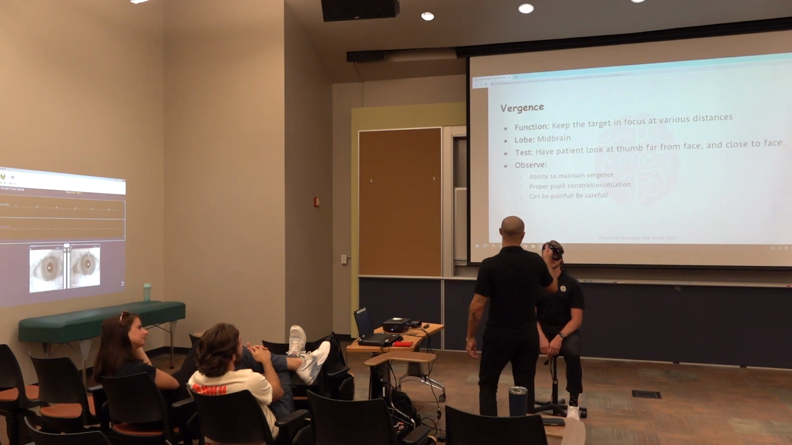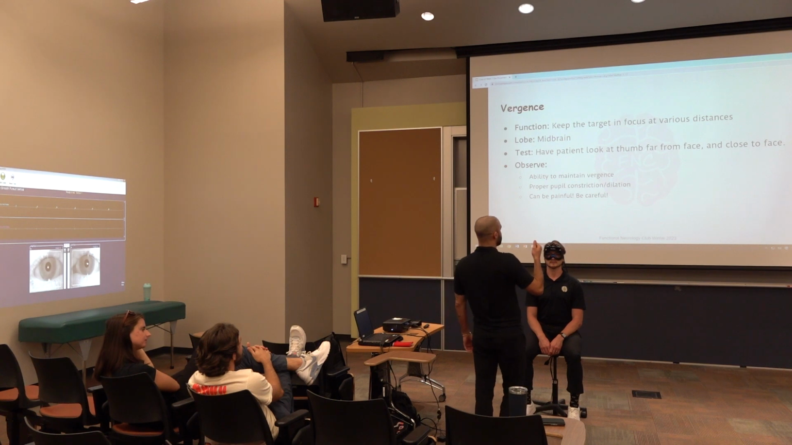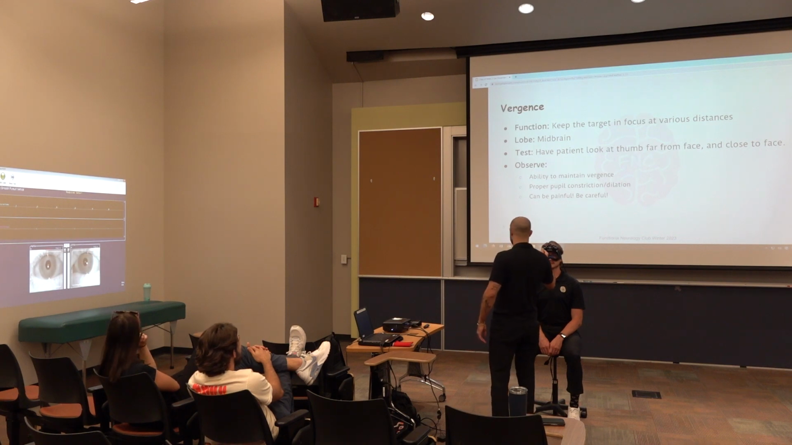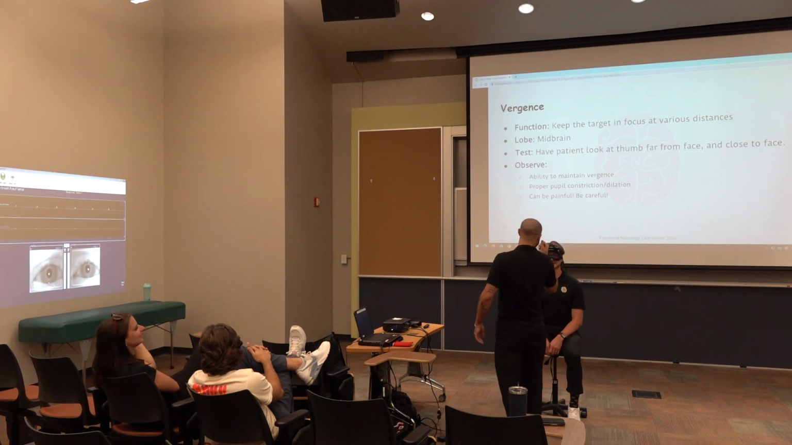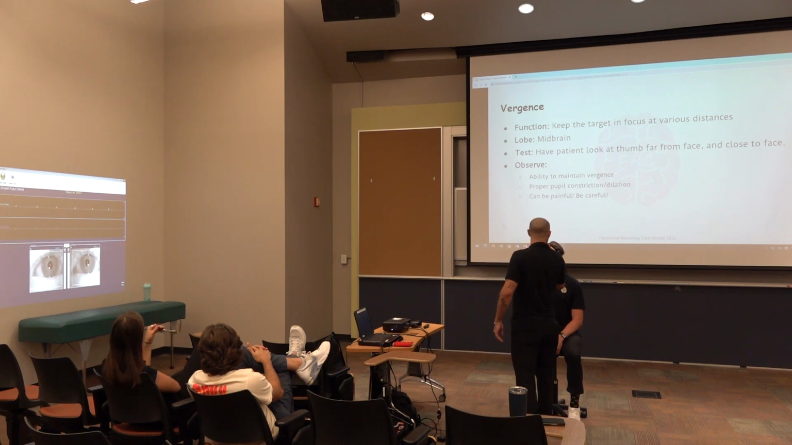Okay. So, vergences: keep the target in focus at various distances. So, I come out here. Convergence is about 2 to 3 feet. So, the second I pass that, he's going to start converging. He's going to bring his eyes in. Wow. It's going to be converged, not well. Sorry, man. That's right. Wow, you really are late on that.